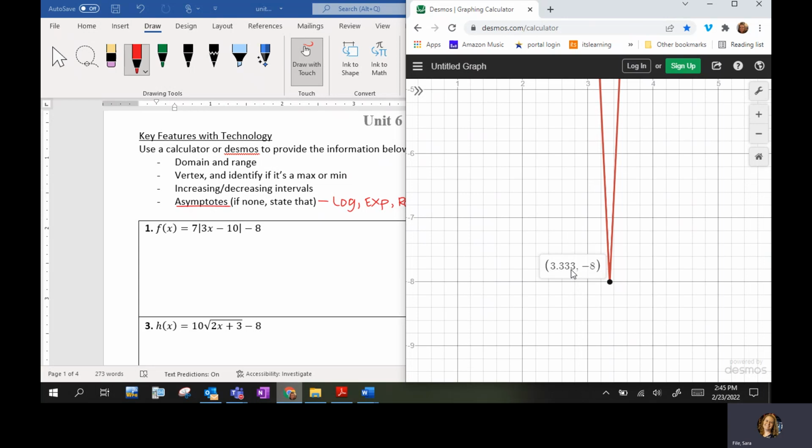But if you don't know how to convert from decimals to fractions, remember you can always just type in your answer choices that are fractions and see what they are as decimals. But we know that 0.3 repeating is a third, okay? And so 3 1/3 is 10/3. So that's how I'm going to write it. So I'm going to say that that's at 10/3, -8.